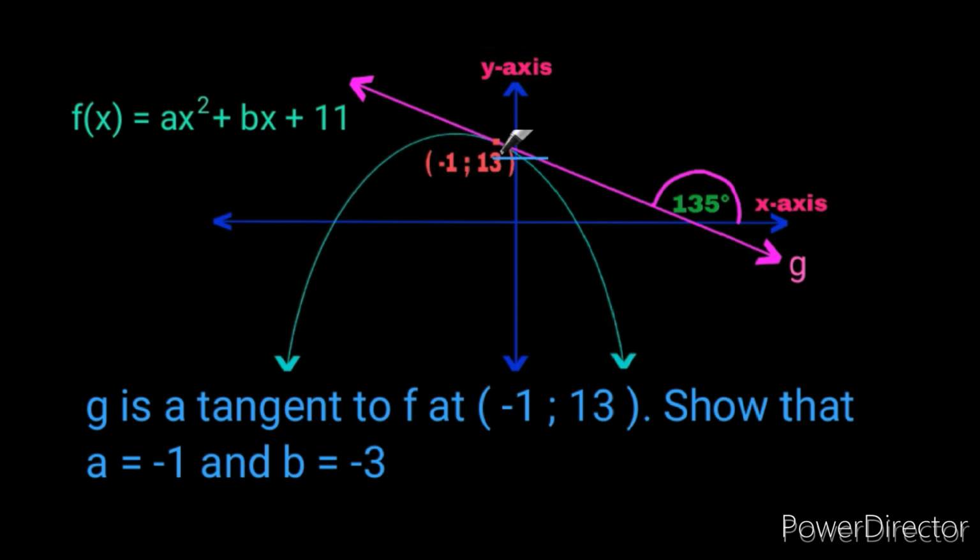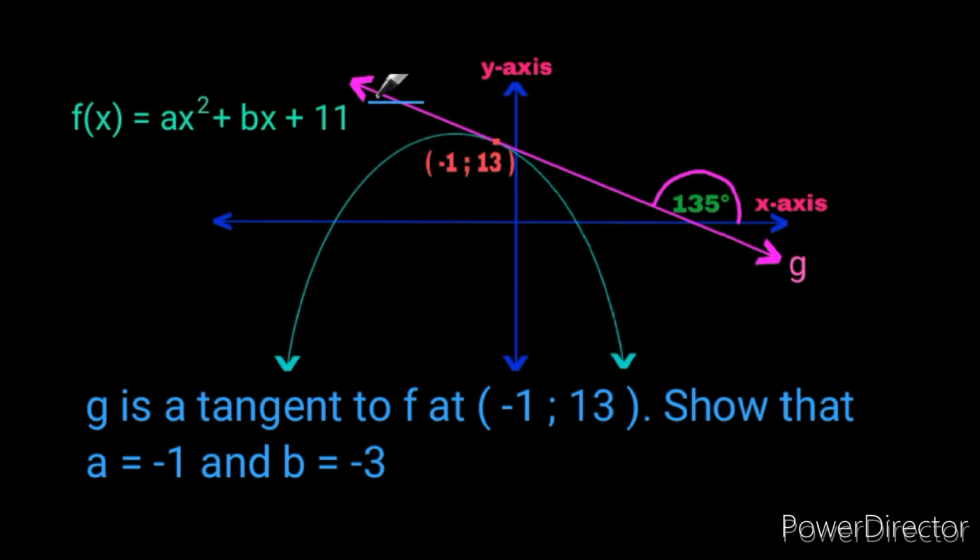Alright, here is another example. So you are given a parabola and you're given a straight line graph. And the straight line graph is called G and the parabola is called F. So they say G, which is the straight line graph, is a tangent to F at negative 1 is to 13. Show that A is negative 1 and B is negative 3.